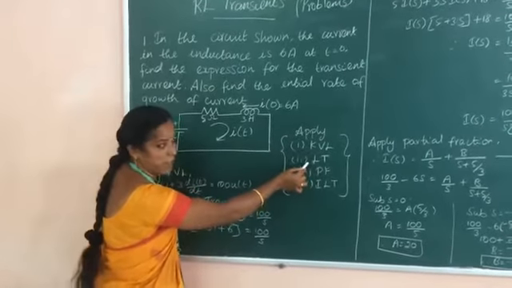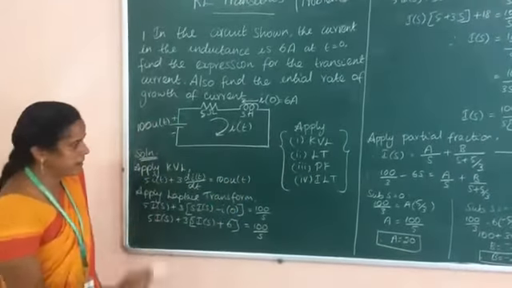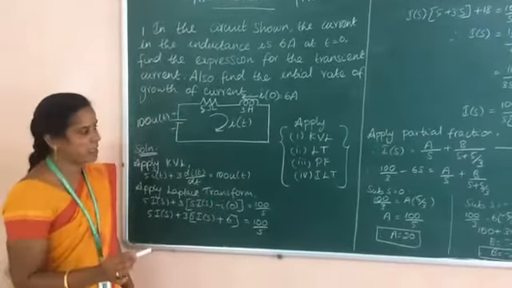Next we have to find the Laplace transform for the written KVL. Next, third step is we have to find the partial fraction. Last one is, if you find the inverse Laplace transform, we will get the transient current. So first, for the given circuit we are applying KVL. This is a simple RL series circuit. The current flowing through this one is I of t.